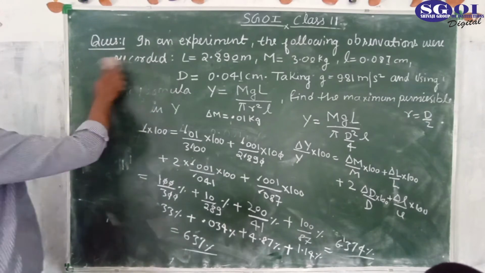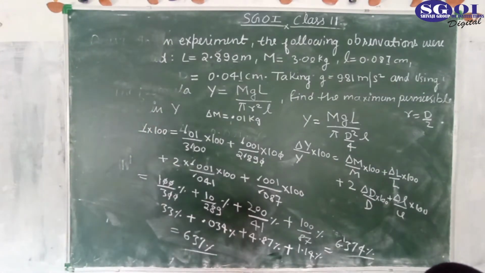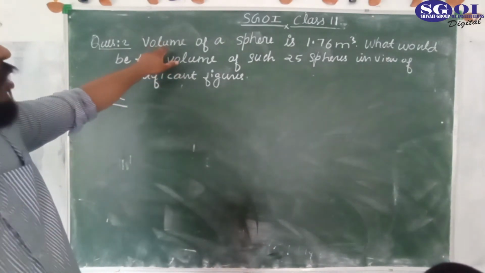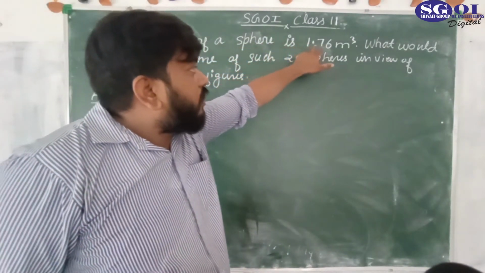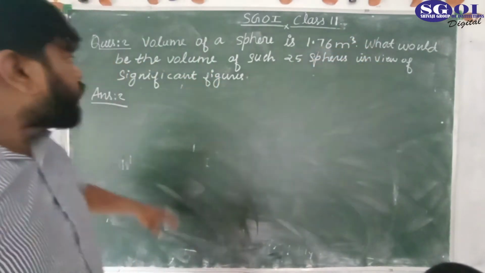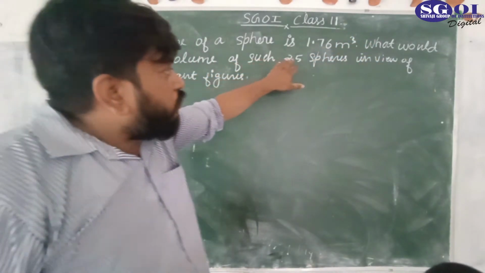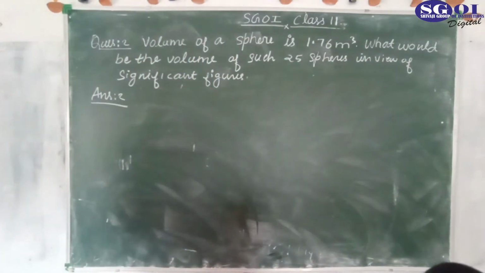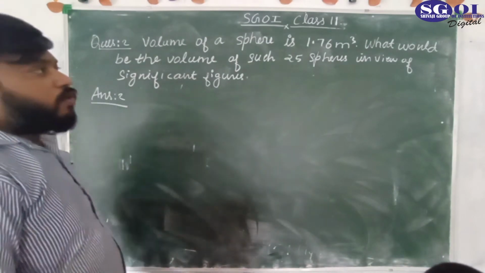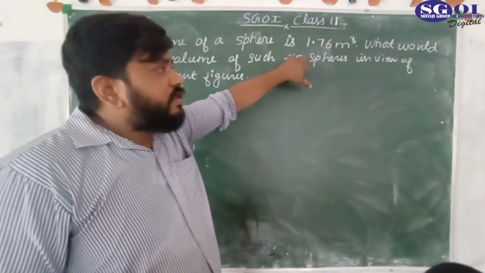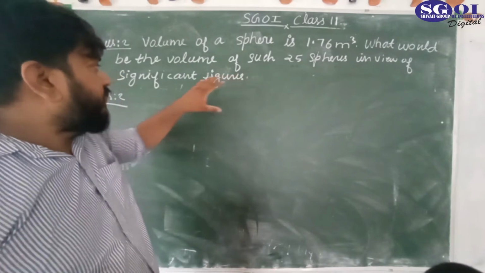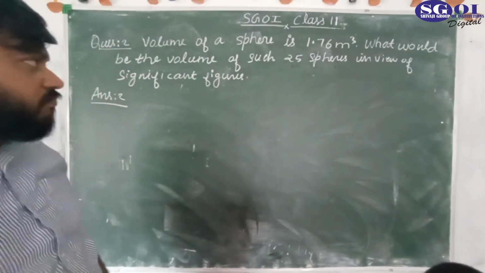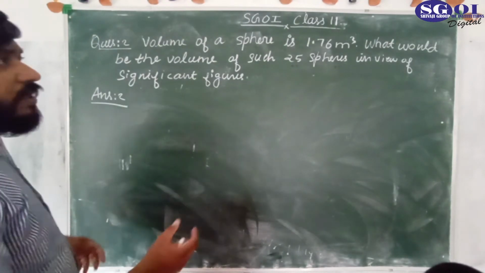Now the second problem of today's lecture. The volume of a sphere is 1.76 meter cube. What would be the volume of such 25 spheres in view of significant figures? So we have to find the volume of 25 spheres. Actually this is a very easy problem, but when we consider the significant figures, it becomes a little bit more difficult.